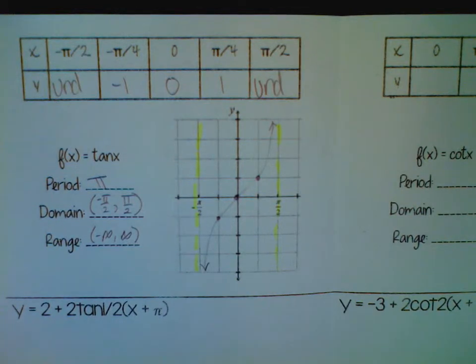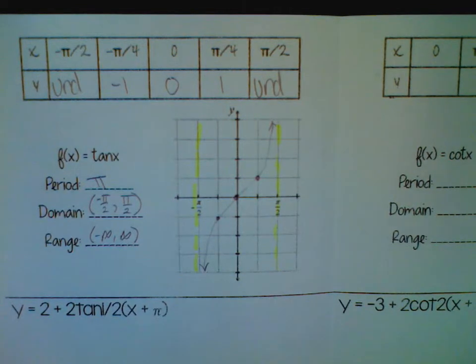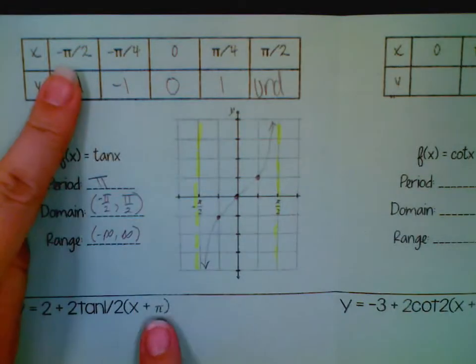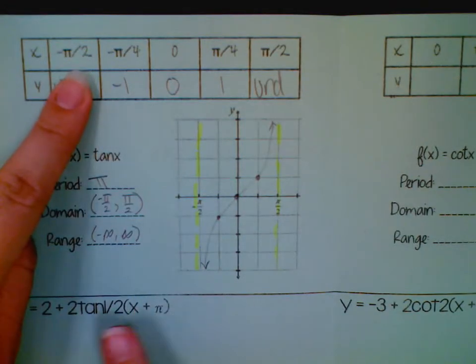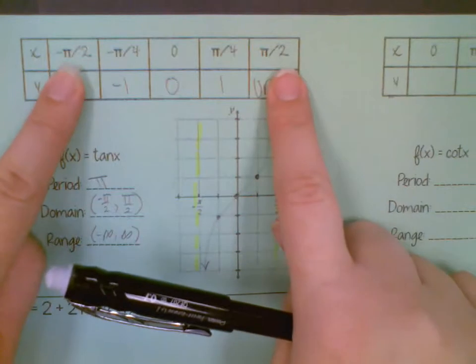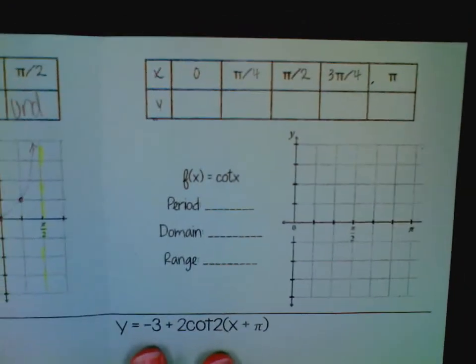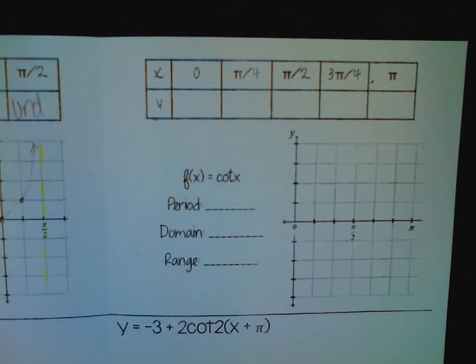When we graph translations of that tangent graph, it's going to be a little bit different than graphing sine and cosine because we don't start at 0. So our period affects the outside part, so we have to do it a little bit differently, which you'll see in a second when we do our first example. So let's do all the basic stuff for cotangent, and then we'll work on our examples.